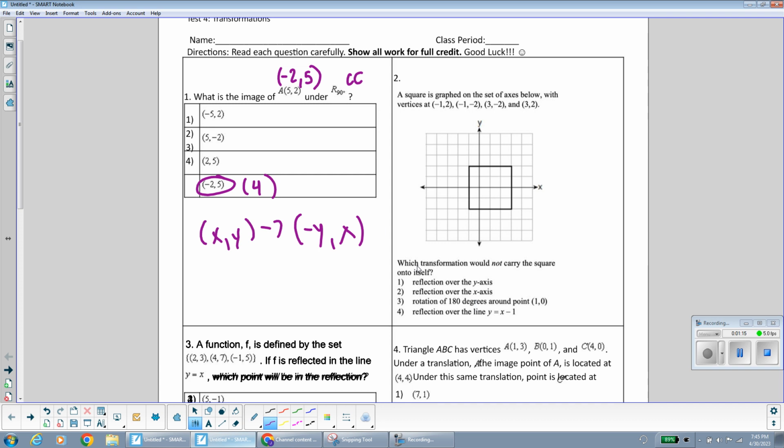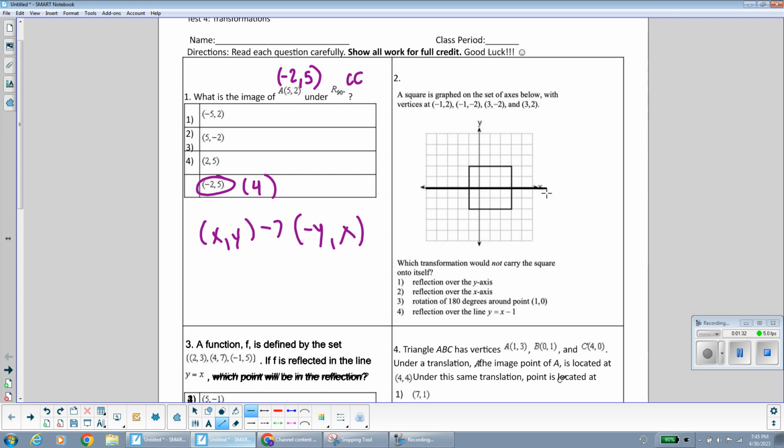So let's get started with answer choice number 1. That is the y-axis, and I can already see that the y-axis is not a line of symmetry. It's not right through the middle of the square. So this is going to be the correct answer. But let's go through the other choices to see why they are not correct.